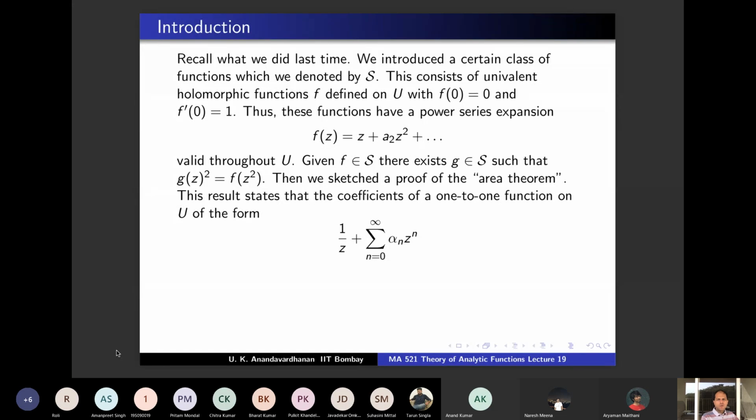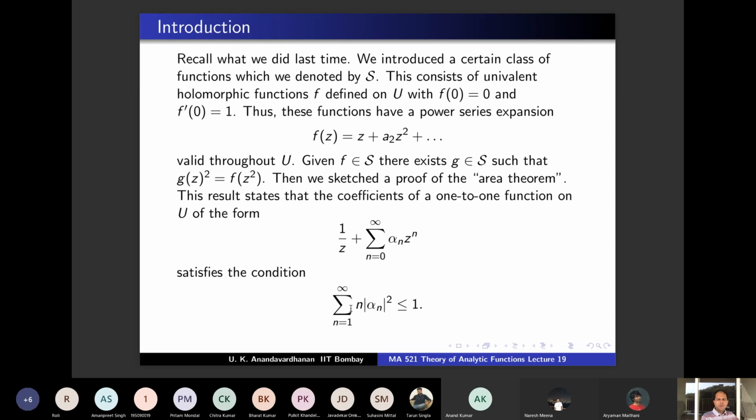And the result says that if such a function is injective, if such a function is one to one, then the coefficients satisfy an inequality: the summation n mod alpha n squared is less than or equal to 1, where n goes from 1 to infinity. So quickly, what was the idea of the proof?